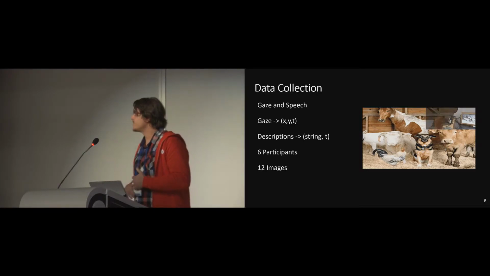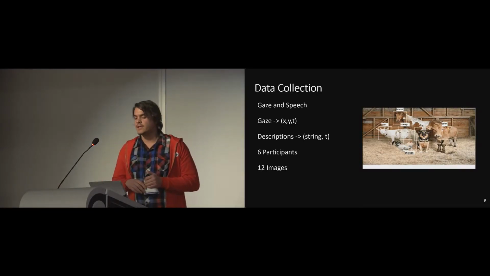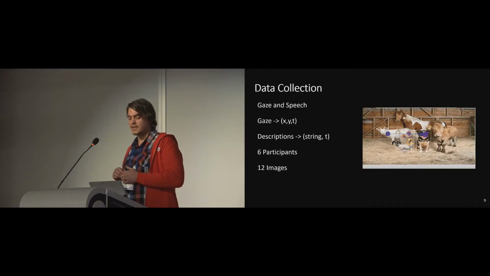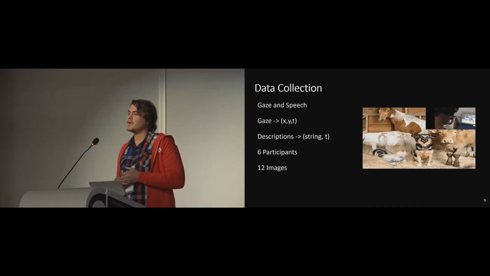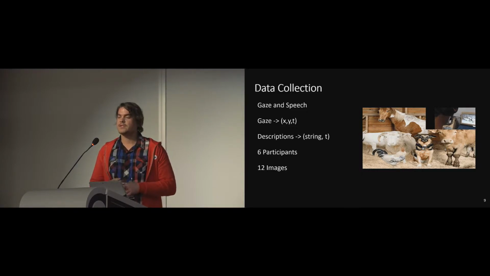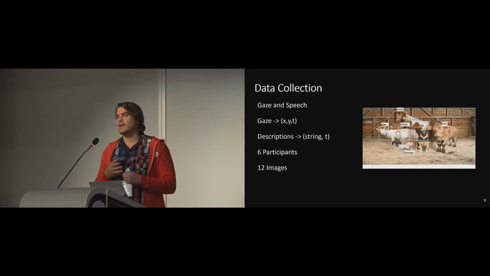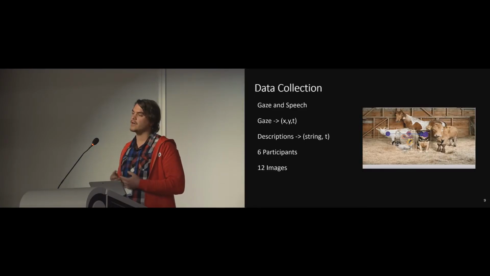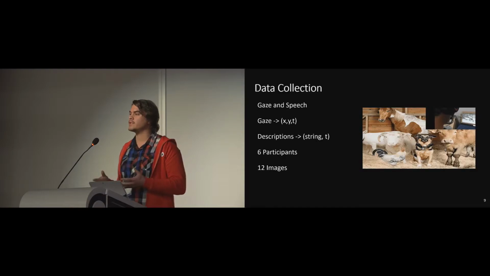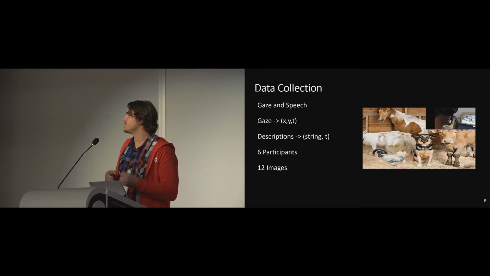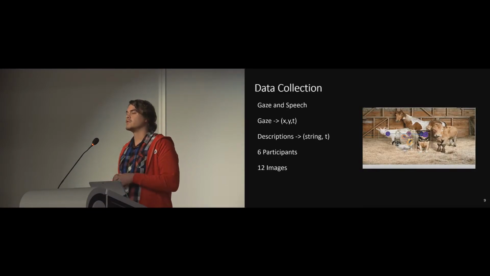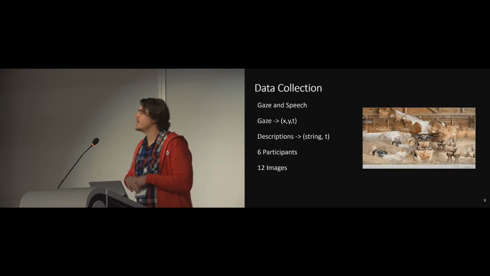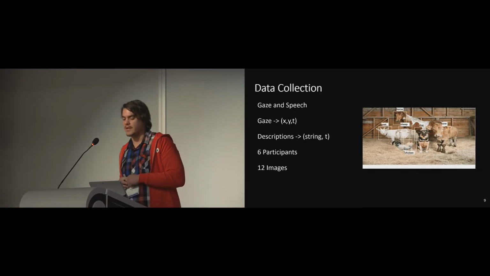And so initially for the system to work, we had to collect gaze and speech data associated with images. So we did a study where we had 6 people come in and describe 12 different images. We recorded the data using an eye tracker and a microphone. So the eye tracker would yield an XY coordinate and a timestamp, and the descriptions that we recorded with a microphone were transcribed using IBM's speech-to-text API, which would yield a string and a timestamp.